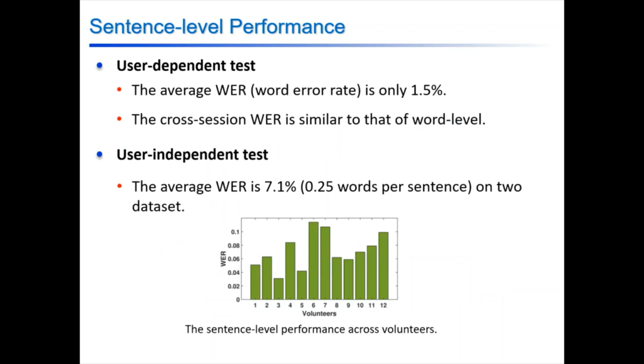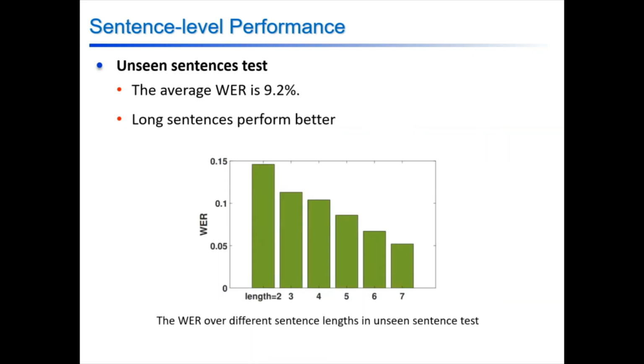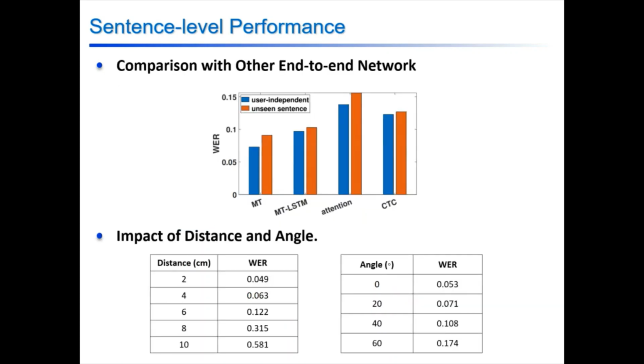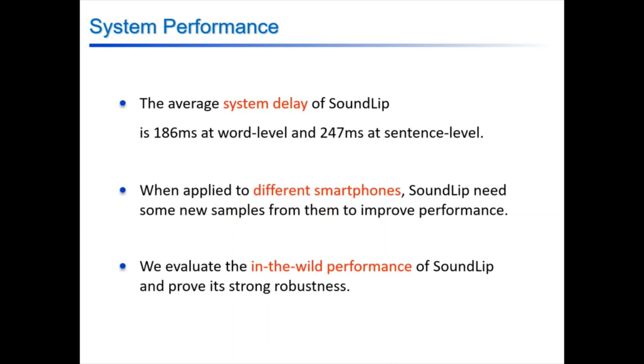Secondly, we evaluate the performance of SoundLip on the sentence level dataset. The test results show SoundLip is robust enough to recognize sentences from new users. Also, in the unseen sentence test, we evaluated sentences not included in the training set. We can see that SoundLip can also deal with this problem. We also conduct the same comparison and robustness tests as those in the word level evaluation. And last, we carry out system delay, impact, phone type, and wired performance evaluation. From these results, we can see that SoundLip works very well in real time.